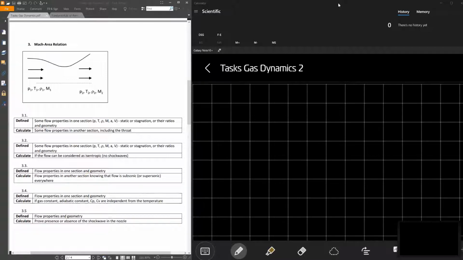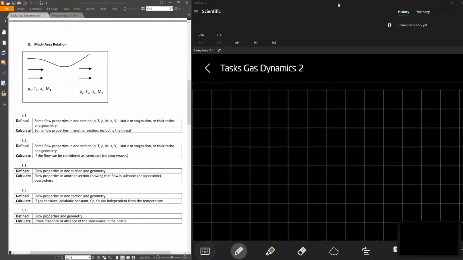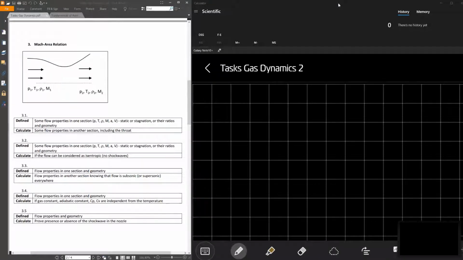Let's start from point 1. This is a classical task where you have some flow properties in one section, any section inside the nozzle, in the inlet section or in the throat or any other arbitrary section. And we have to define flow properties inside another section. This task you already, I hope, know how to solve, but to make it clear for everyone who did not deliver work 1 yet, I would like to solve it.